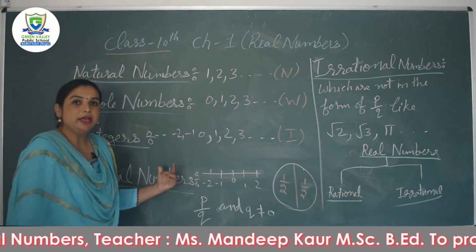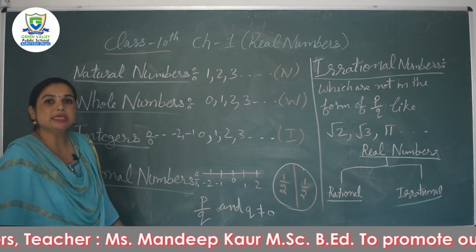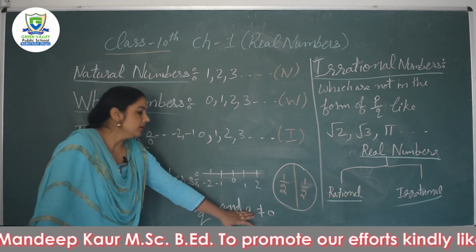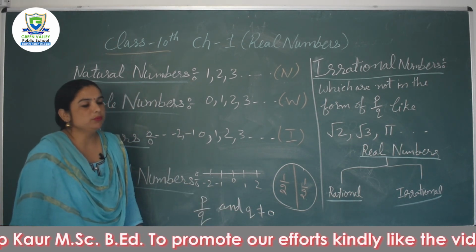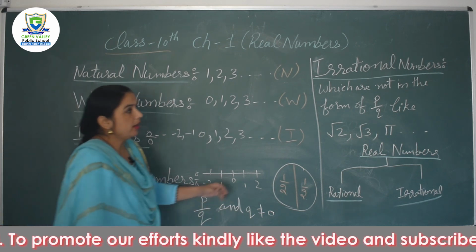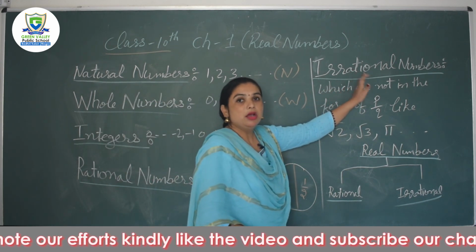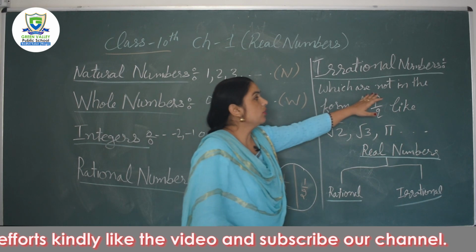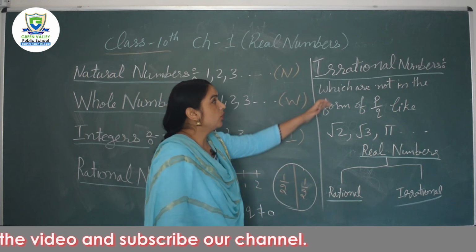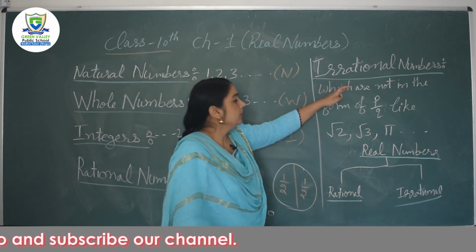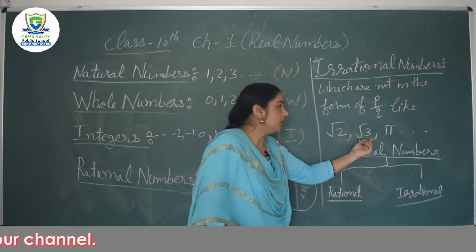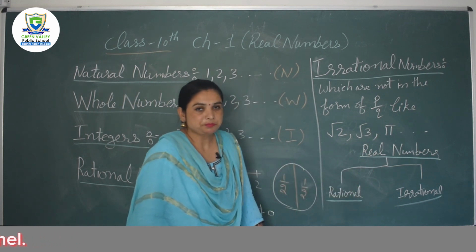And if in a journal I have to write its definition, what will we say, students? We'll say the numbers which are in the form of p over q, and q should not be equal to 0, are called rational numbers. After this, students, we have irrational numbers. These are the numbers which are not in the form of p over q, that is, which are not rational. Examples I have written are root 2, root 3, pi, and many more.